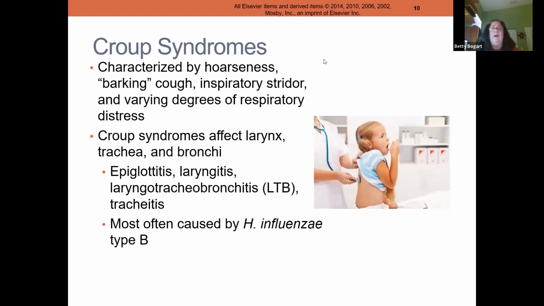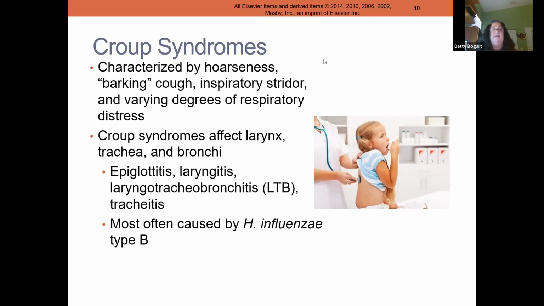Croup. Ever hear a bark that sounds like a seal, right? It is a loud bark. It's inspiratory stridor and this barking cough. Now, croup itself is, again, another viral thing, and we treat it with a dose of steroids or a couple doses of steroids. Sometimes it has a little fever, sometimes it doesn't, but we don't want that croup to continue without treatment at all, because it will turn into epiglottitis.